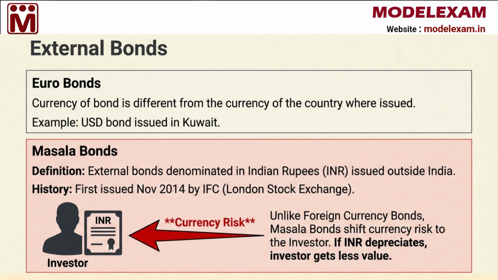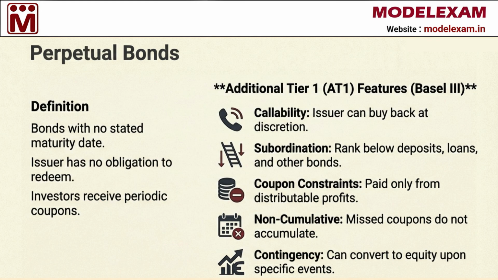To solve this currency risk problem, we have something called external bonds, specifically Masala bonds. These are bonds issued outside India, but they are denominated in Indian rupees. The first Masala bond was issued in November 2014 on the London Stock Exchange. The key difference here is who bears the risk. With standard foreign currency bonds, the issuer takes the risk. With Masala bonds, the currency risk is shifted to the investor. If the rupee falls in value, the foreign investor gets less value in their own currency while the Indian issuer is safe.